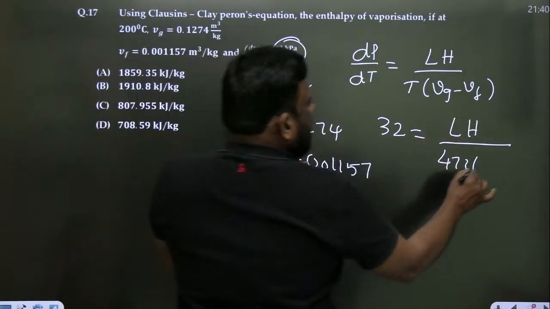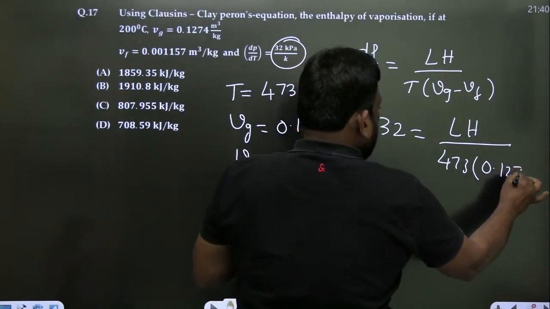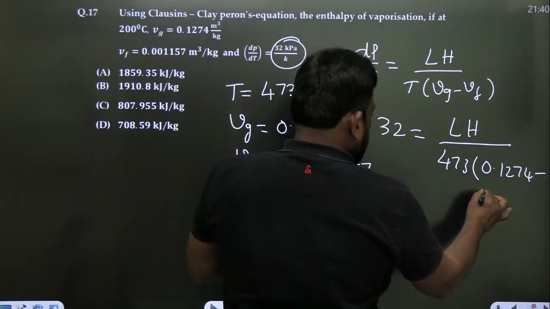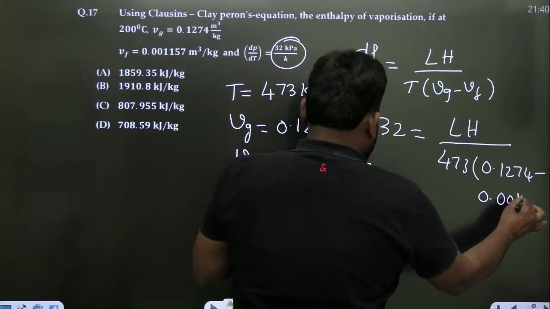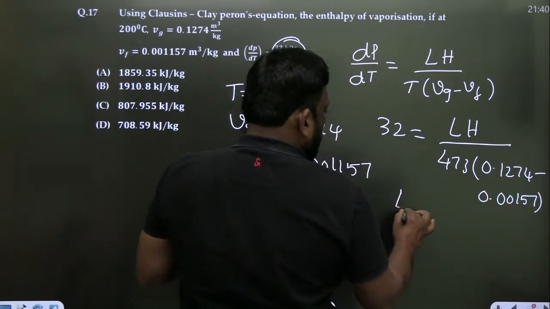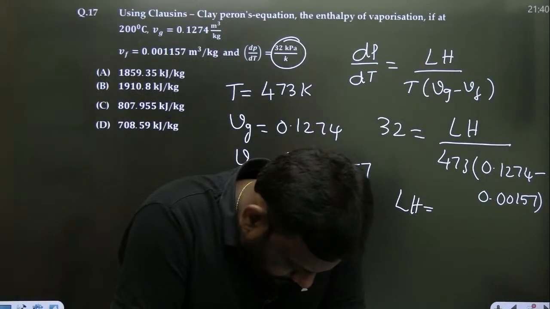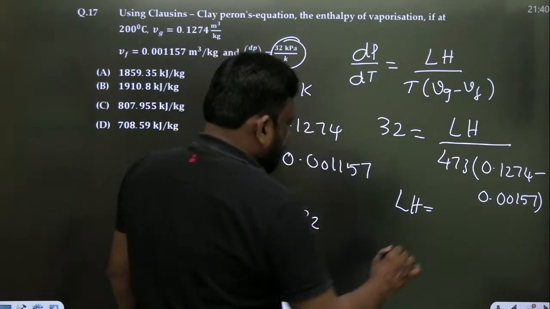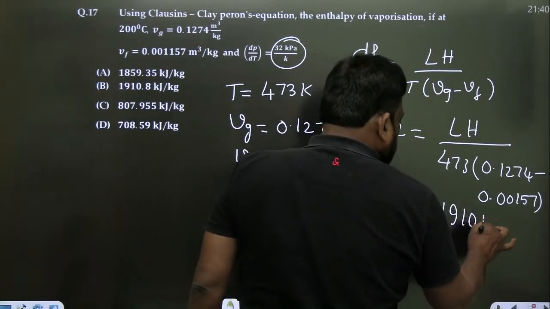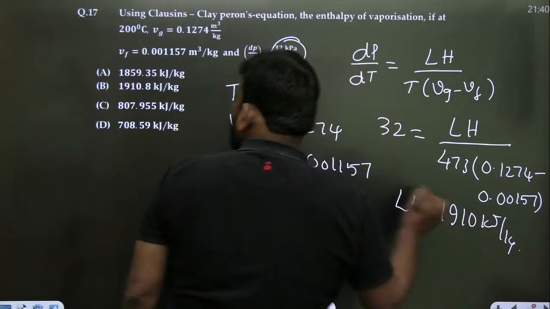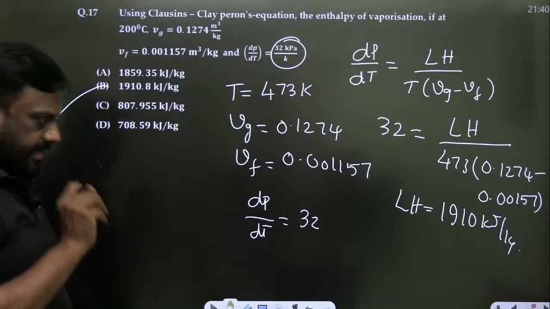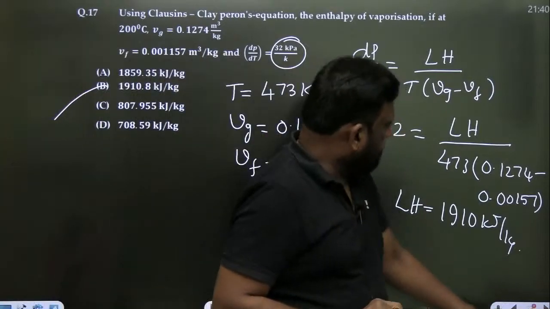What is Vg? 0.1274 minus Vf, which is 0.00157. So this will give you LH. How much is LH? 1910. Absolutely correct. Yes. Go to the next question.